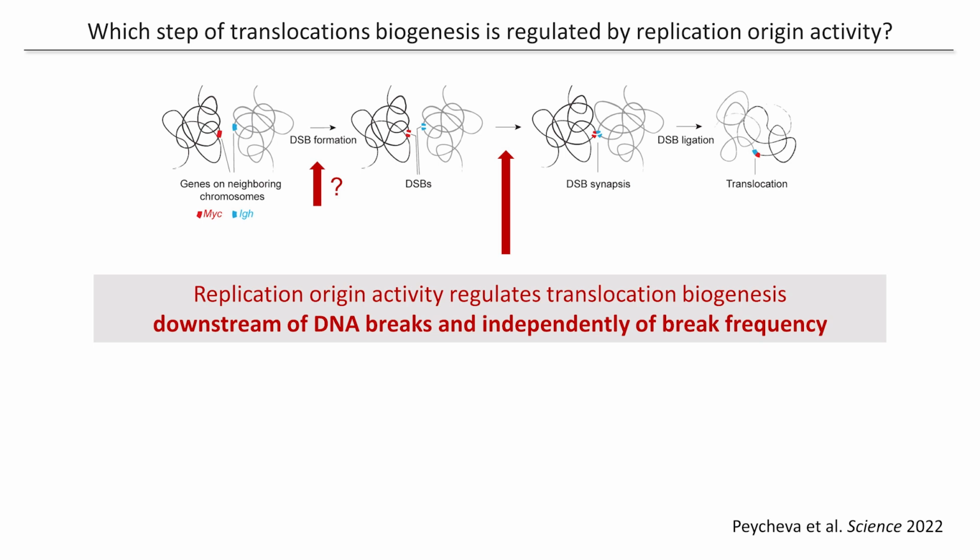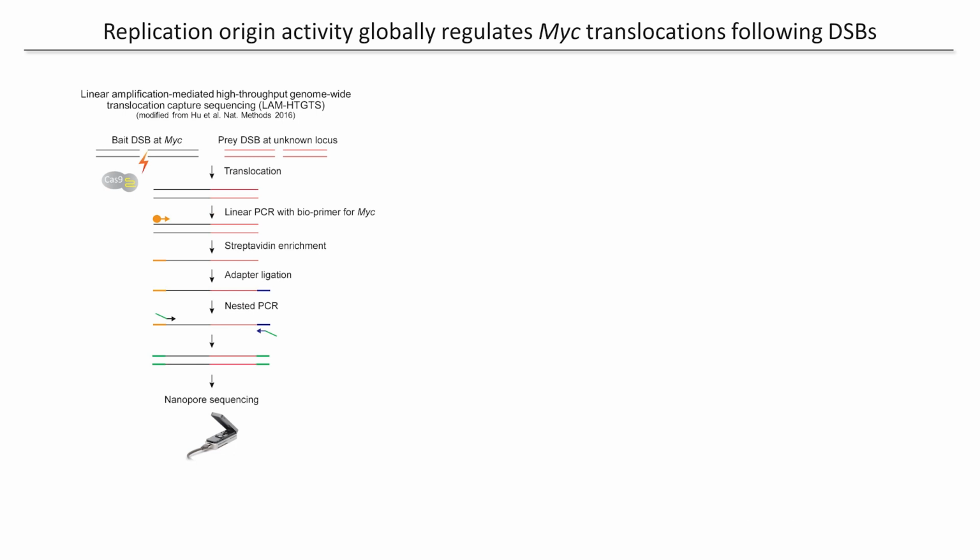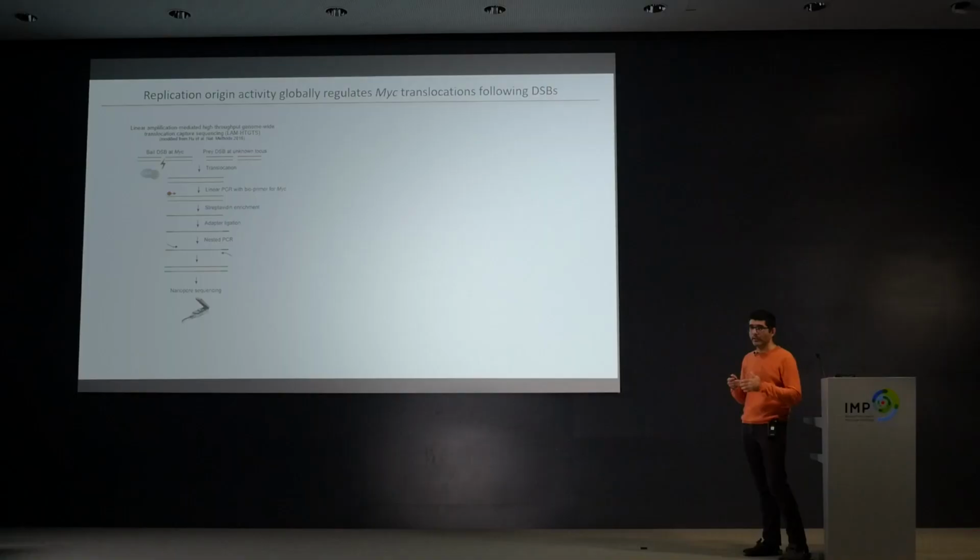So since we had so far only focused on the MYC-IGH translocation, we also asked whether translocations globally were also affected when we deleted this origin of replication or if we deplete MCM proteins. And so we did this assay called LAM-HTGTS, which essentially measures from a given bait locus the translocations to that locus. So in our case, the bait locus is at MYC, and we introduce a DNA break with Cas9. So once again, you bypass break formation at your bait.